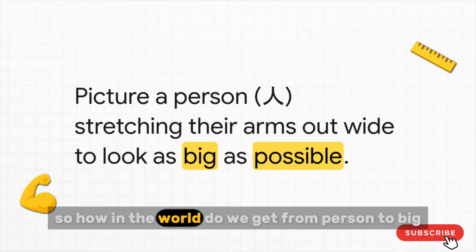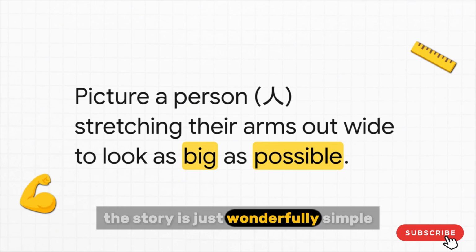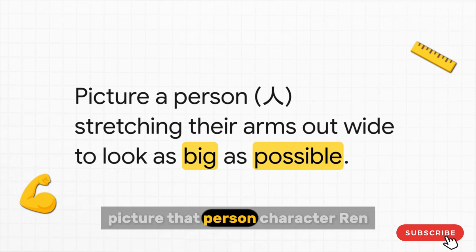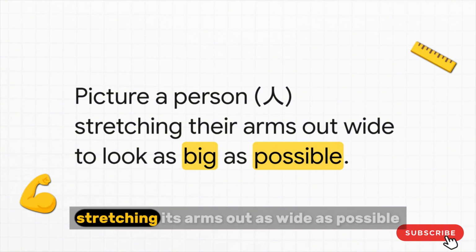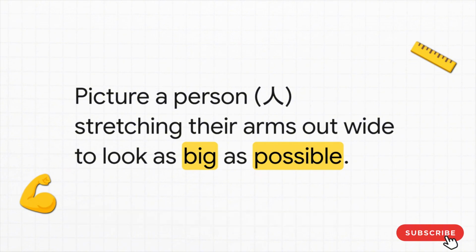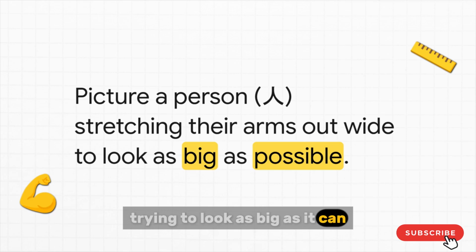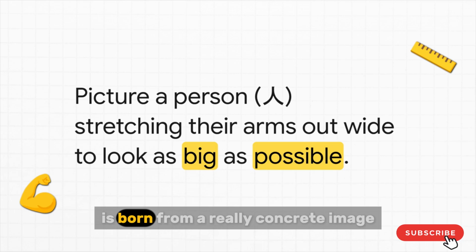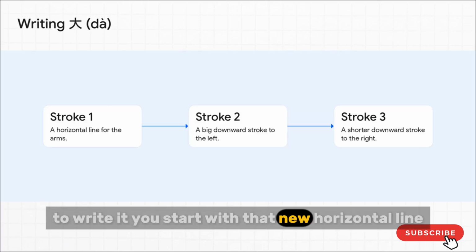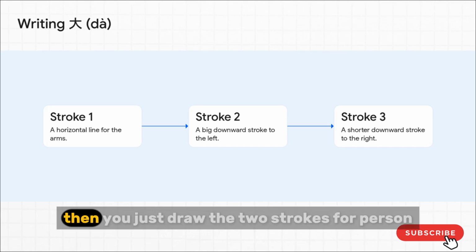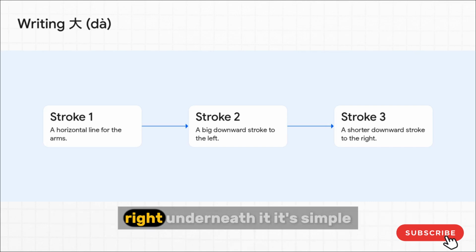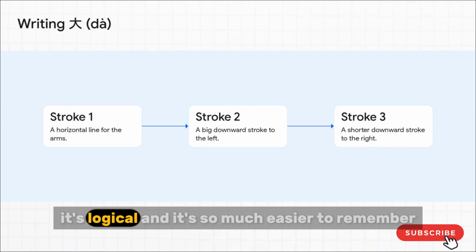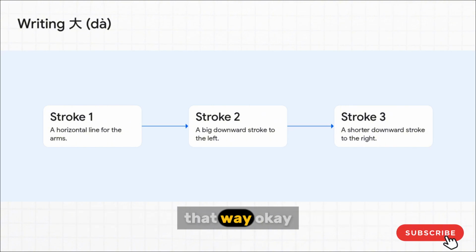So how in the world do we get from person to big? The story is just wonderfully simple. Picture that person character, ren, stretching its arms out as wide as possible, trying to look as big as it can. And just like that, an abstract idea like big is born from a really concrete image. To write it, you start with that new horizontal line, those are the arms, then you just draw the 2 strokes for person right underneath it. It's simple, it's logical, and it's so much easier to remember that way.